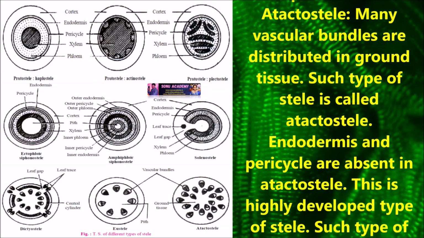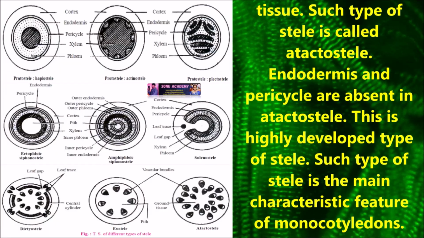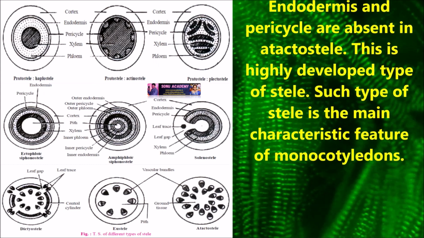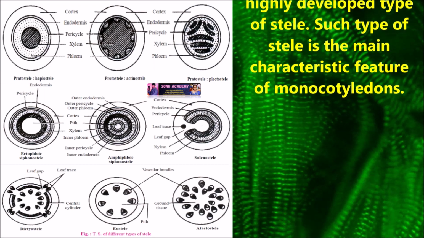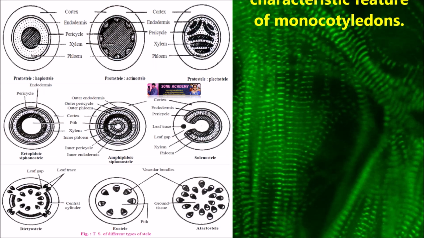Now let us discuss atactostele. Many vascular bundles are distributed in ground tissue. Such type of stele is called atactostele. Endodermis and pericycle are absent in atactostele. This is a highly developed type of stele. Such type of stele is the main characteristic feature of monocotyledons.